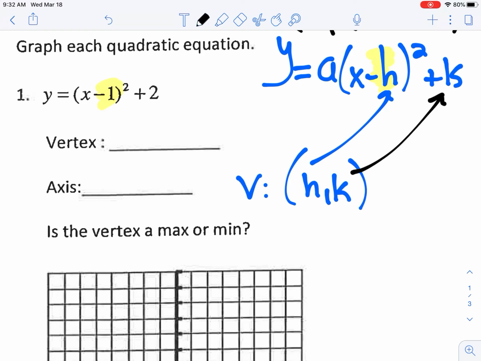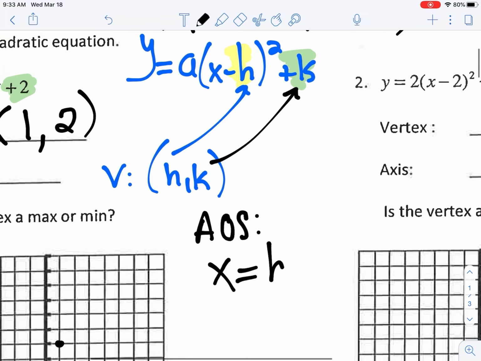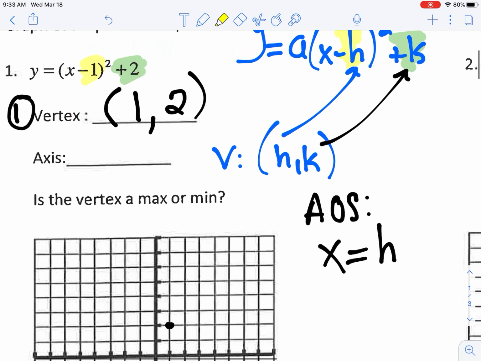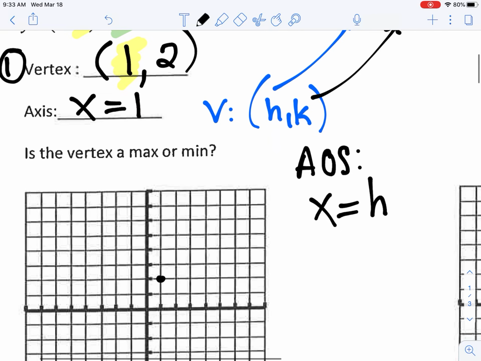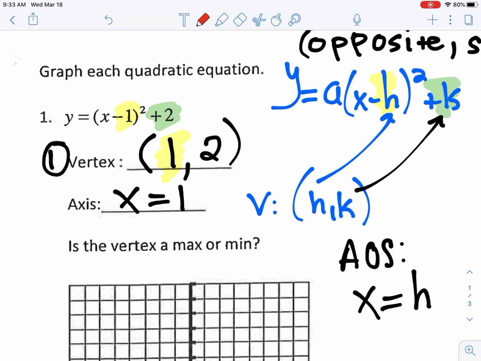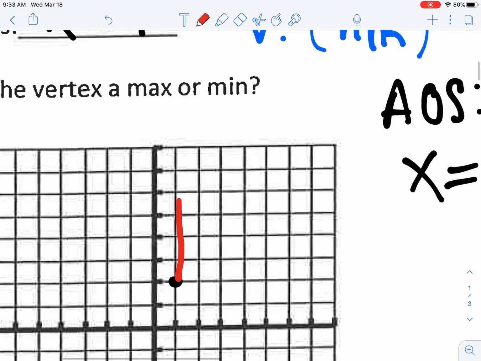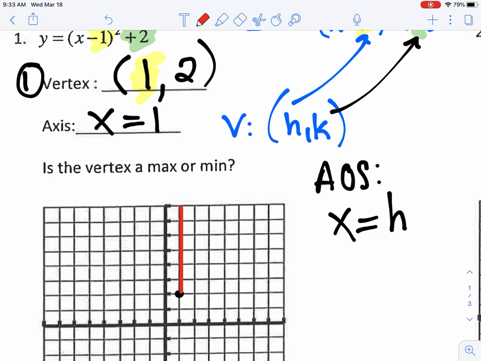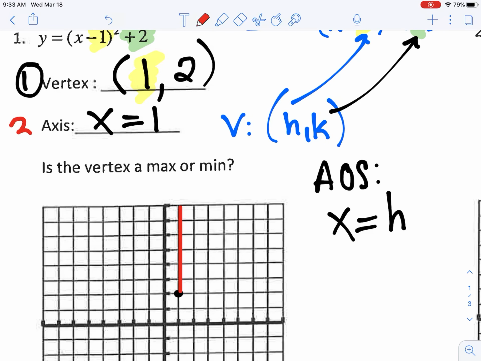Now the axis of symmetry, your AOS, is at x equals whatever the value of h is. And so since we said h is a +1, that means x equals a +1. So then the next thing I'd like you to do is go ahead and graph that. And now, because there's no negative here, your a value is positive. So with that, I know my graph is going to open upward. So I'm just going to go upward with my line of symmetry. So that was the second thing that we did.